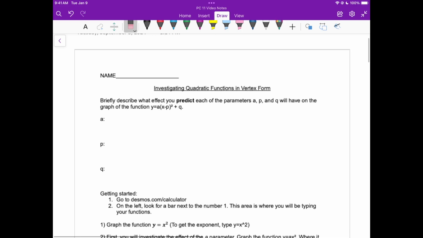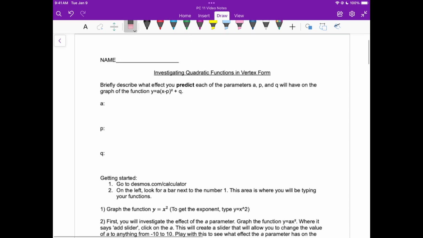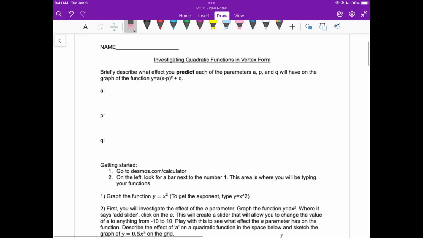At the start of the activity, we're going to ask you to just predict what you think a, p, and q will do. So you've got a space up here, you can just write down some quick predictions and then double check how they went at the end of the activity.